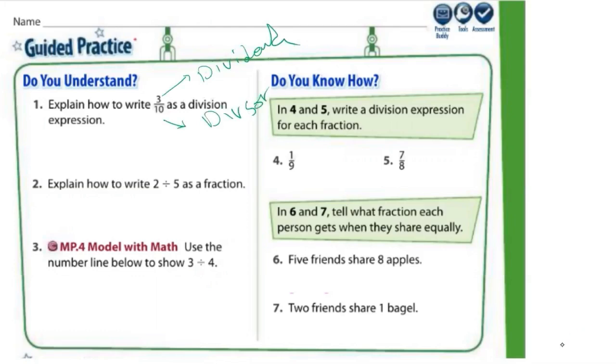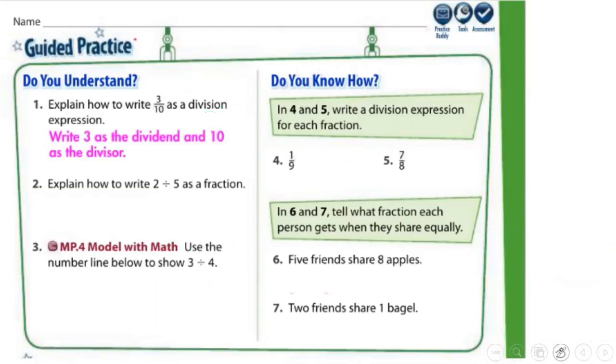Okay, so I will write 3 divided by 10. Copy the answer of number 1 and be ready for the next question. Explain how to write 2 divided by 5 as a fraction. The first one will be the numerator, and the second one will be the denominator, 2 over 5. As you see in front of you, 2 is the numerator and 5 is the denominator. Copy the answer and move on.